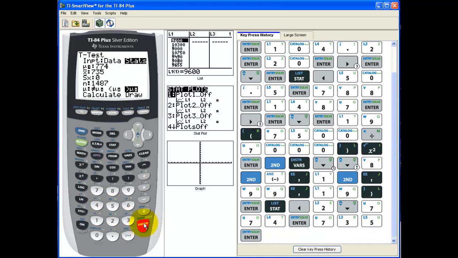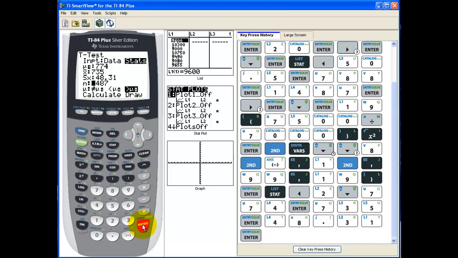S of x is the sample standard deviation, it's given to be 48.31. N, sample size, would be 35. And like we were saying, it's a two-tailed test, so the alternative hypothesis is mu not equal to mu naught.